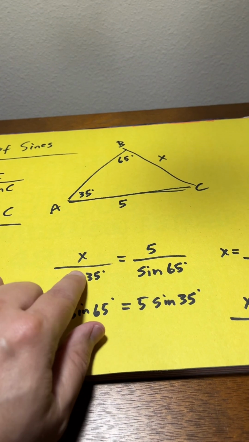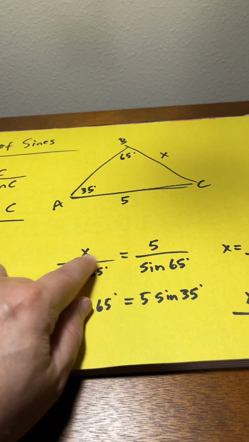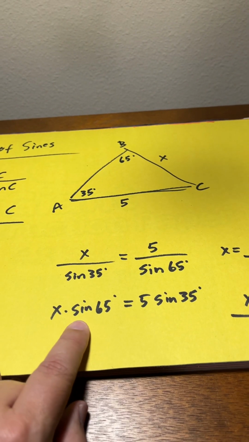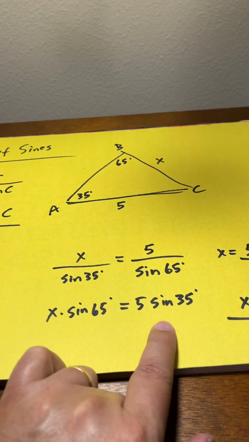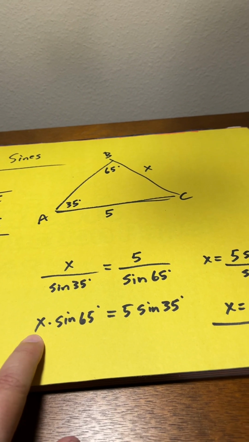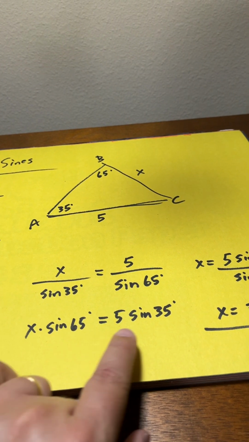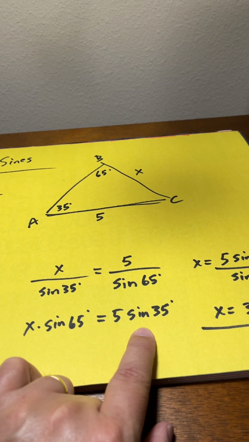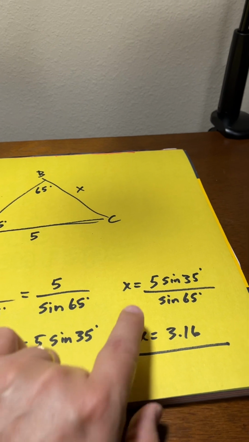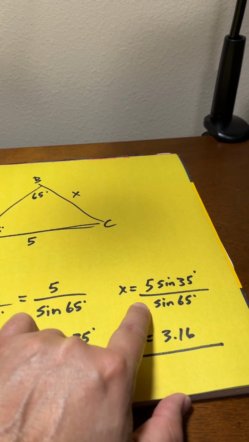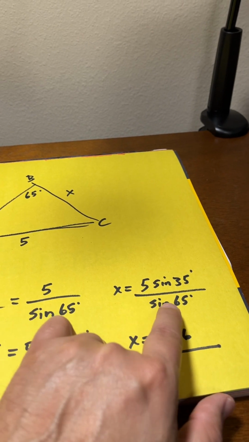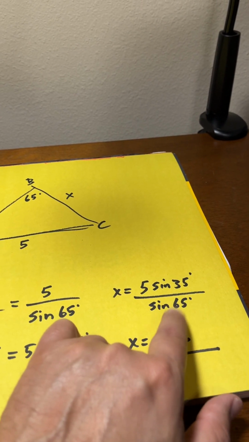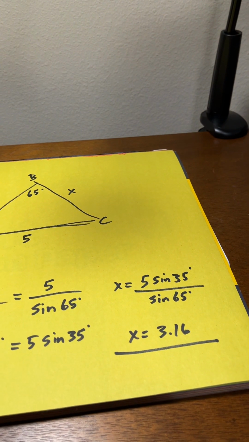Anyway, the way you solve a proportion is you cross multiply. So x times the sine of 65 looks like this. Sine of 35 times 5 looks like this. And since I'm solving for x, I'm going to divide both sides by the sine of 65. So it looks like that. And then with a calculator, I'm doing the sine of 35 times 5 divided by the sine of 65. If you do that on your calculator, you should practice that.